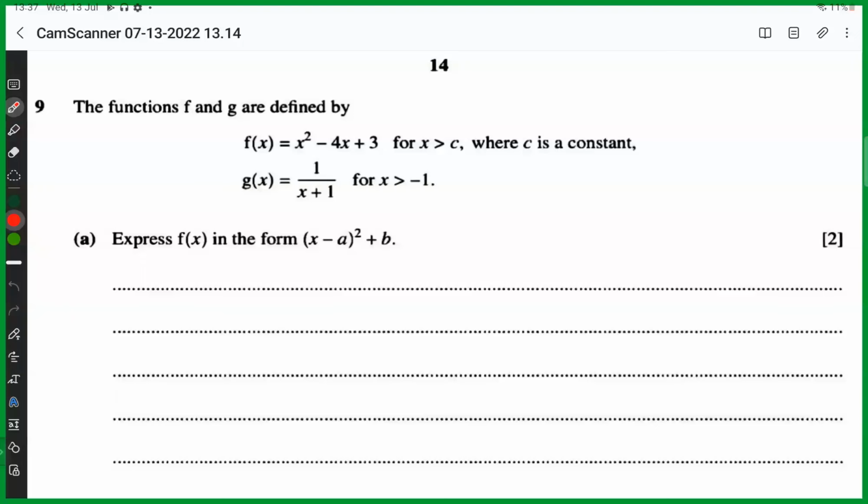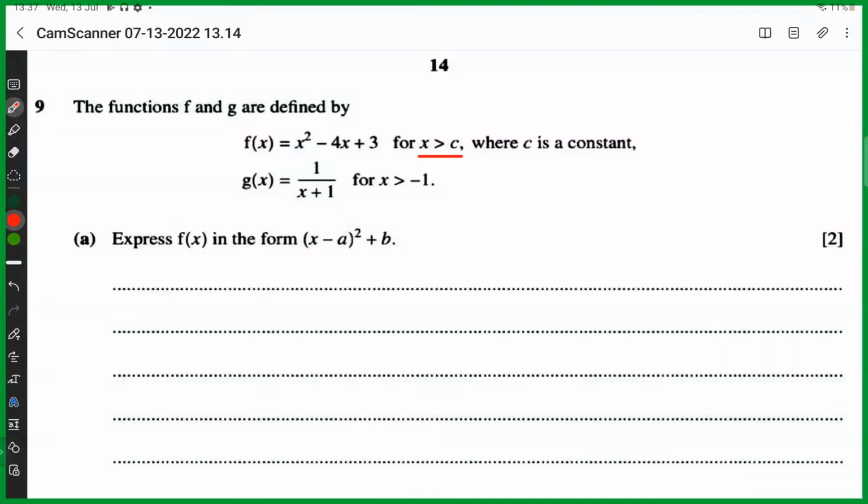All right, okay. So again, since we were discussing functions, let's talk about some more questions from this chapter. The first part is easy, but the second part is related to the first part. That's why I'll be talking about the first part as well. Now, according to the question, the functions f and g are defined by: we have two functions f and g. F of x is x squared minus 4x plus 3. And when it comes to the domain, it says that x is greater than c. Now c is a number, we're not sure about c. C is a number and x is greater than c, okay?